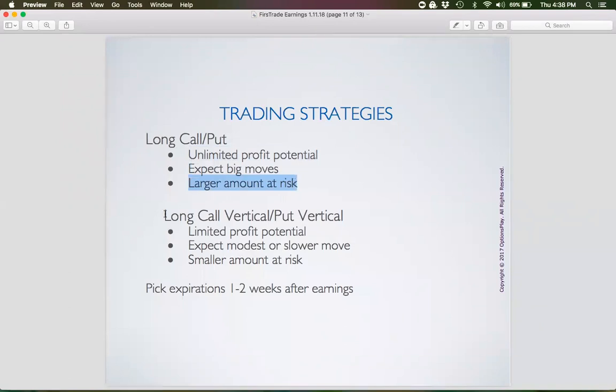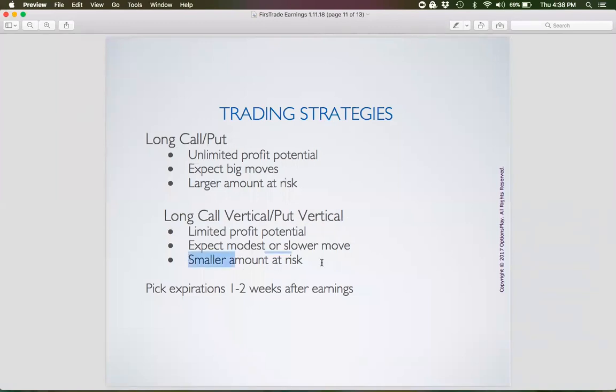Now, an alternative strategy to trading is actually buying a call vertical or a put vertical. This strategy has limited profit potential, and it's really used if you expect a modest or slower move. So a lot of stocks might beat on earnings, but it might take 2-3 weeks for that stock to continue moving higher, meaning it doesn't just move immediately right after earnings. So if that's the case, that's when you want to trade a call or put vertical. If you expect a smaller beat, or a beat that will move relatively slowly.